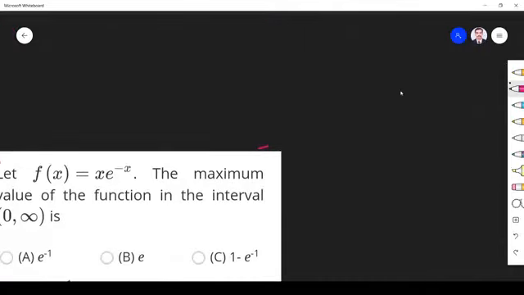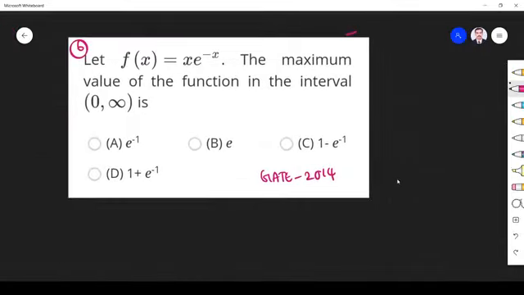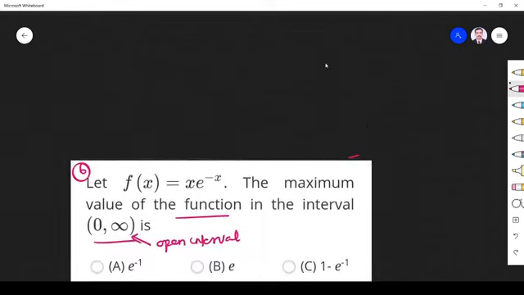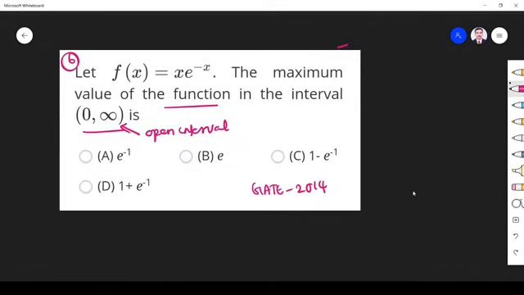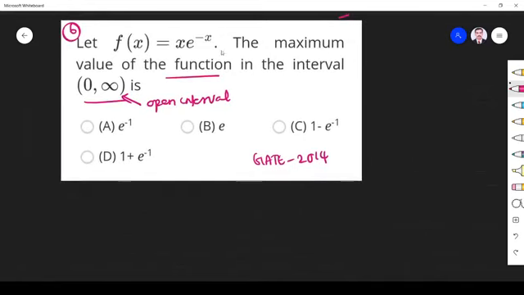And the next one: here you see that f of x is equal to x into e power minus x, and they ask for the maximum value of the function in the interval 0 to infinity. You see this is an open interval. Whenever we have an open interval, we follow the procedure of problem number 5. Whenever we have a closed interval, we follow the procedure of problems number 2 and 3. Please remember: open interval means local minima or maxima, closed interval means global minima or maxima. So that we have to remember.